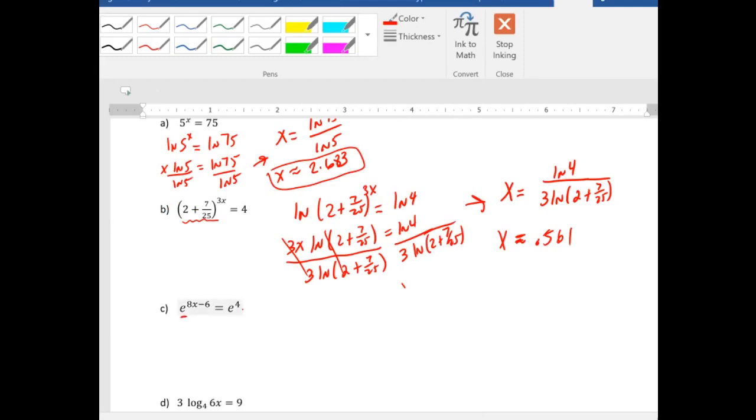Okay, the next one. So here, this is e and this is e. They have the same base, so we can set the exponents equal to each other using the one-to-one property. So I'm going to add 6 on both sides. So I get 8x is equal to 10. Divide by 8. So x is equal to 10/8, which is equal to 5/4.